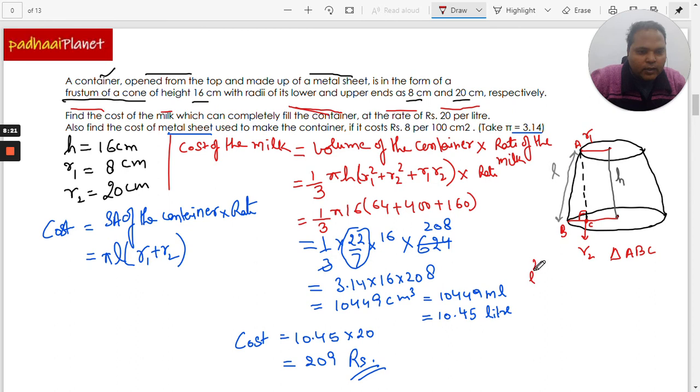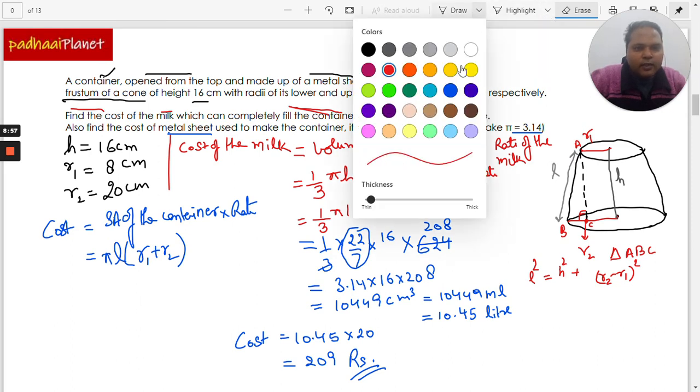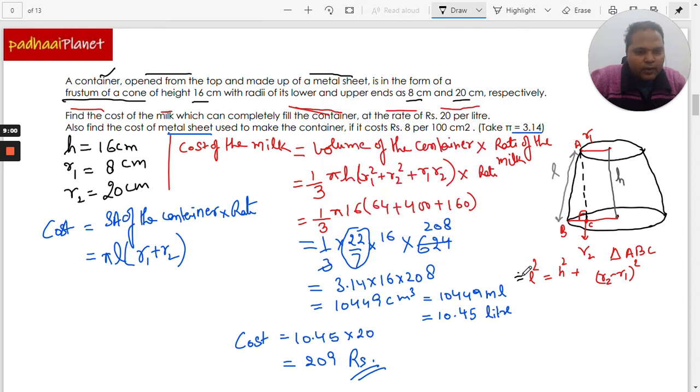that L square is equal to AC square, which is H square, right? Because AC is equal to H, plus BC square. Now BC is nothing but the difference of R1 and R2. So what we can write is (R2 minus R1) whole square, right? I'm just removing this square root. This was not required here. So this is what we can write, right? We can say that L square is equal to H square plus (R2 minus R1), which is this length, and the square of this.